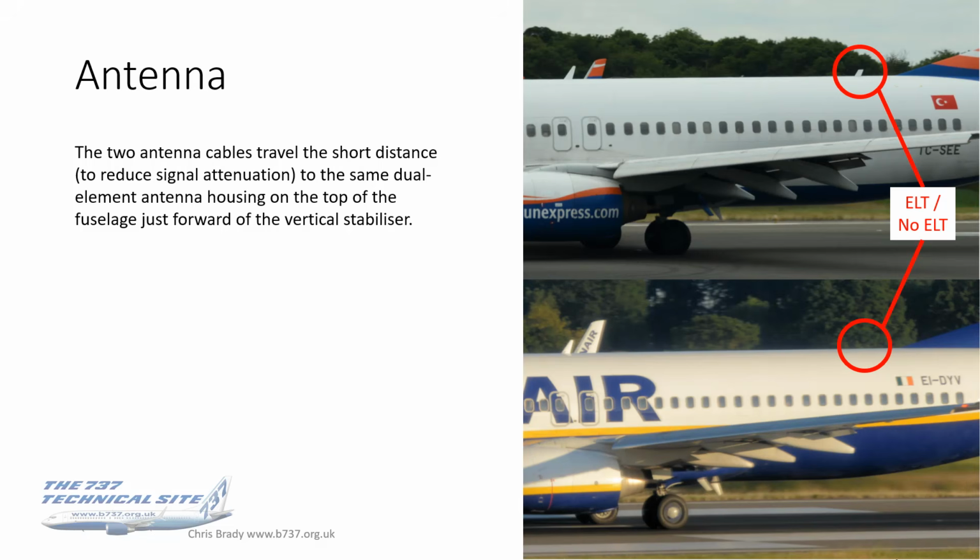Now most 737s certainly have that antenna, and therefore have the ELT there. Some don't, and they're conspicuous by the absence of that antenna.